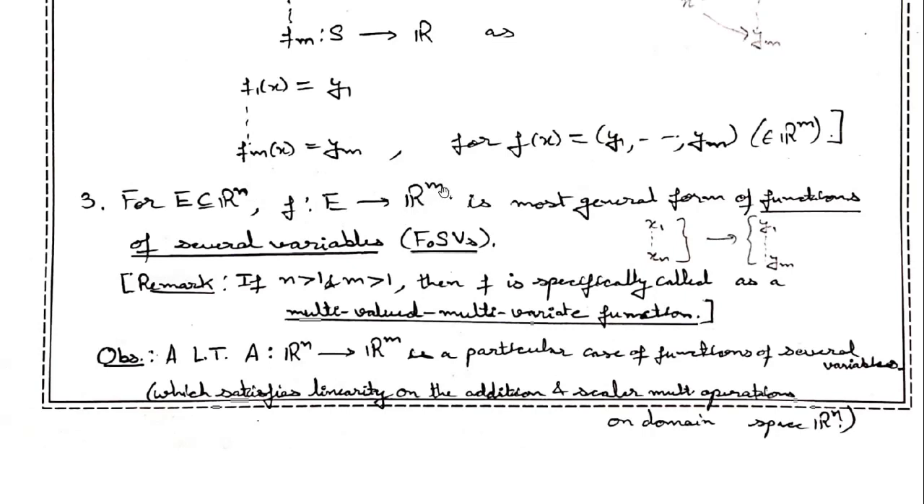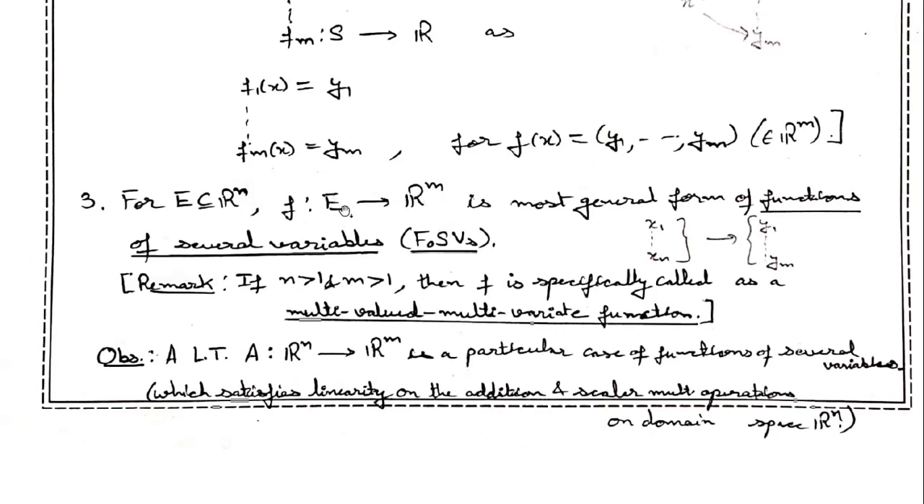They may be the same also; in particular, m may be equal to n, so we can have that case also. But let us consider the most general case in which f is a function from a subset of Rn to Rm. This is in general called a function of several variables. When we consider a function of several variables, we are assuming that n and m both are more than one.